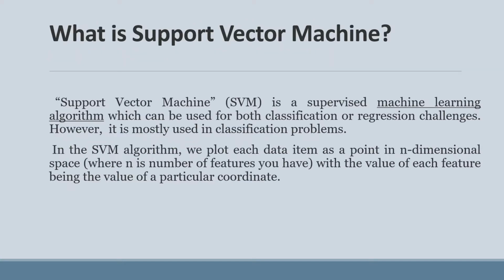What is an SVM classifier? Support vector machine is a supervised machine learning algorithm which can be used for both classification and regression challenges. However, it is mostly used in classification problems. In the SVM algorithm, we plot each data item as a point in n-dimensional space, with the value of each feature being the value of a particular coordinate.